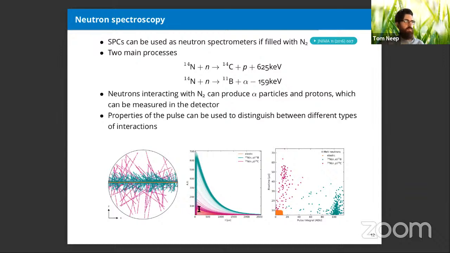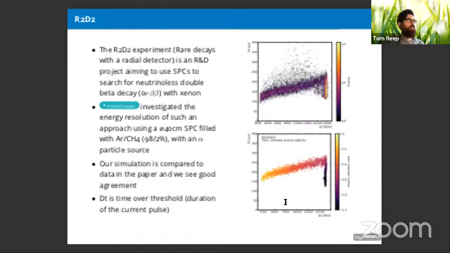And then if you take some of these individual properties of each of these lines to say, look at the pulse integral on the x-axis and the rise time on the y-axis, you see that you really nicely separate out these different types of events. So alpha events have a large integral and low rise time. Proton events have a low integral and high rise time. And these elastic scattering events have a low integral and low rise time. So you can use that to determine what occurred.